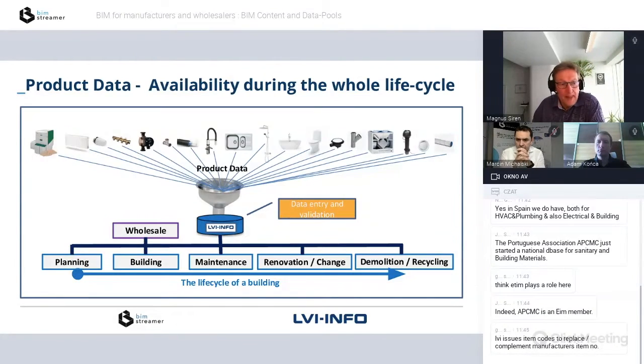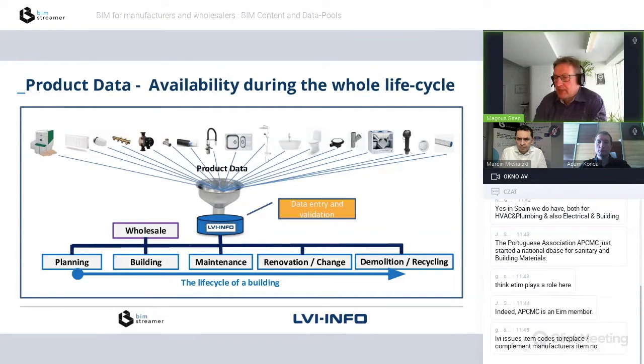Back to basics. I'll take one step back and explain a little bit why the product data is so important. Everything is revolving around the data. I would say that product data is the cornerstone of all this. I mean, it doesn't matter if you talk about BIM or other things. The base is always the data.